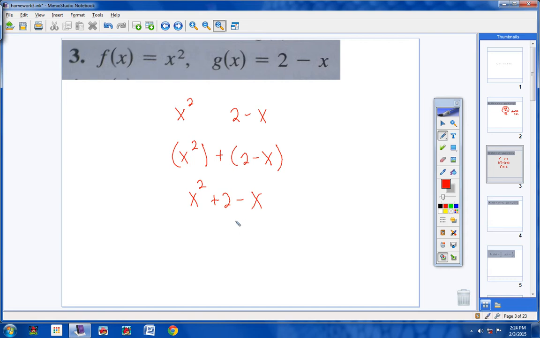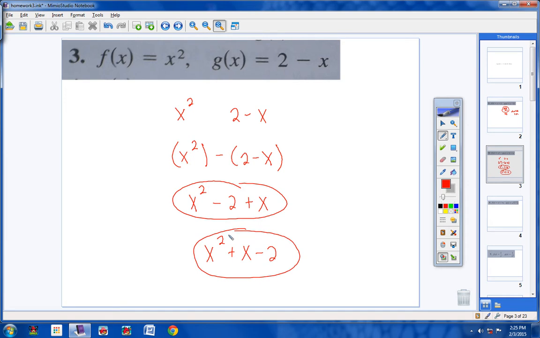And there's your answer. Now if you want to write it in standard form, x squared comes first, then your x, then your positive 2. Either way, there's your final answer when you add the two functions together. Alright, now let's subtract these two functions. So here we go. Positive sign out here, so the x squared stays the same. Multiply your negative sign through. 2 becomes negative, x becomes positive. Once again, this is an acceptable answer, but if you want to write it in standard form, your x squared comes first, then your positive x, then your negative 2. I will accept either one of those two answers.